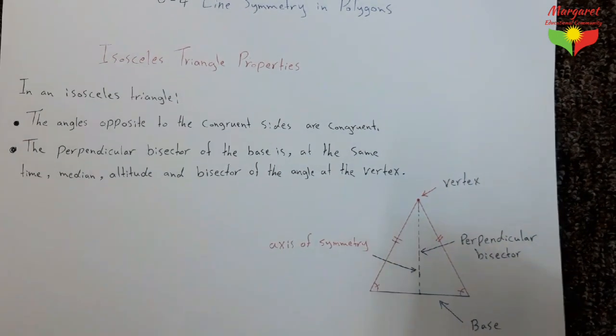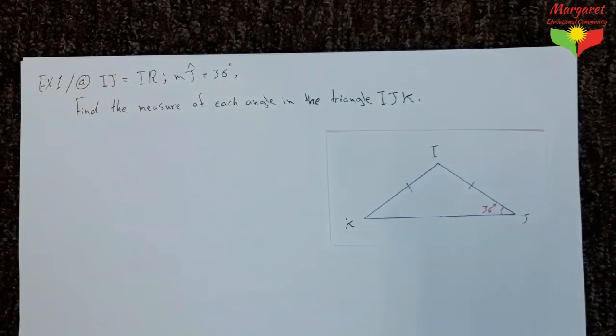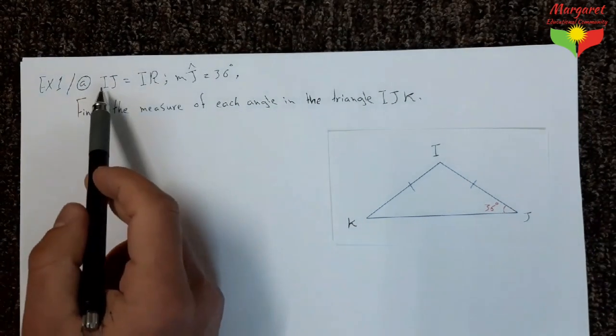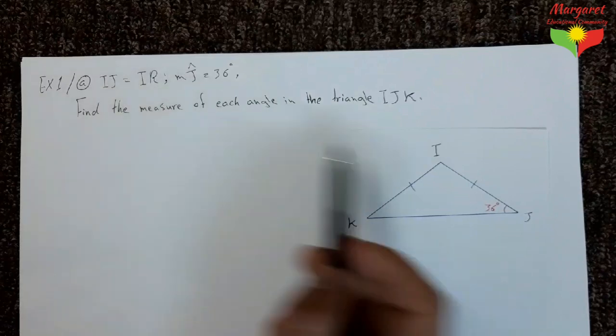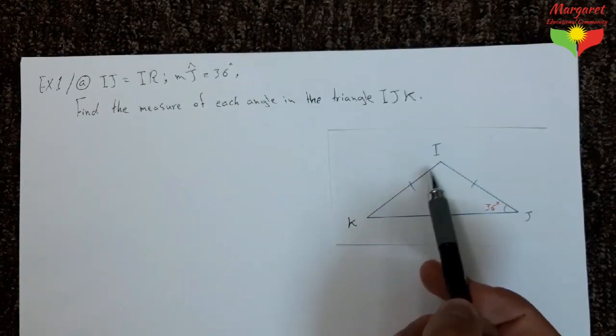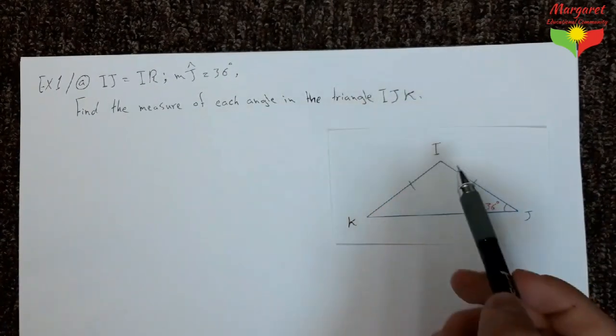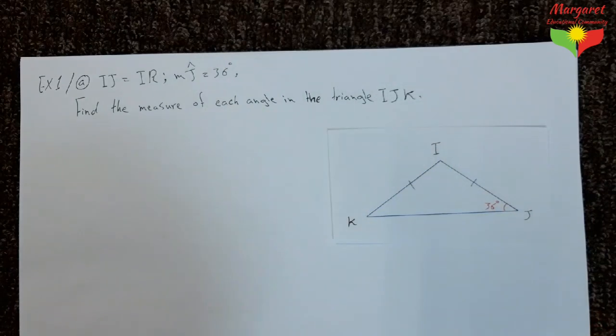Use the property of isosceles triangle to solve example 1. Example 1 Part A: given that IJ equal to IK. Find the measure of each angle in triangle IJK.